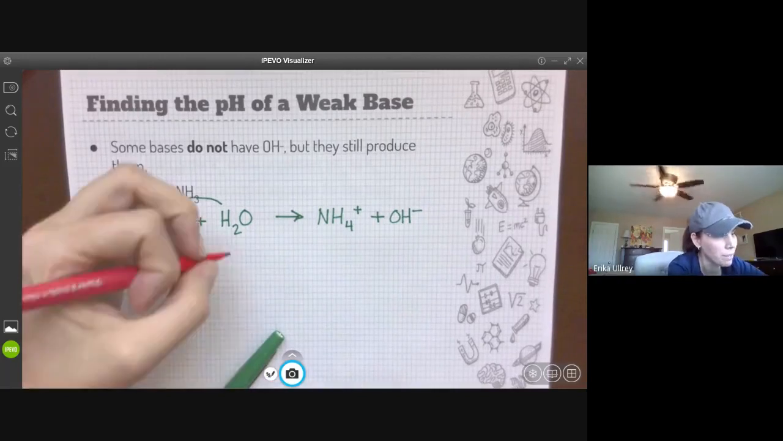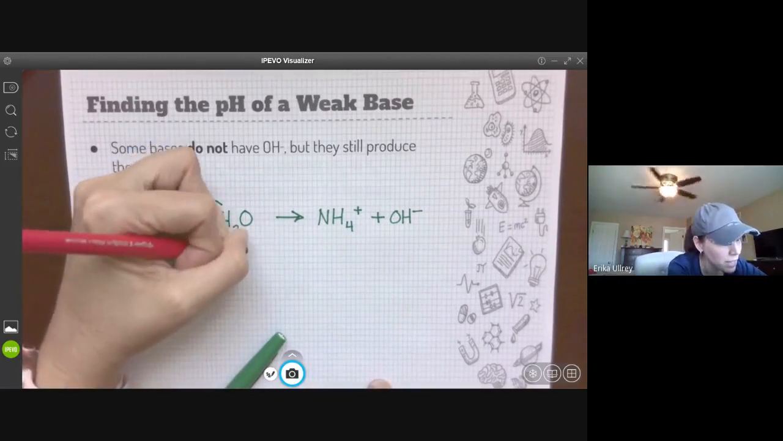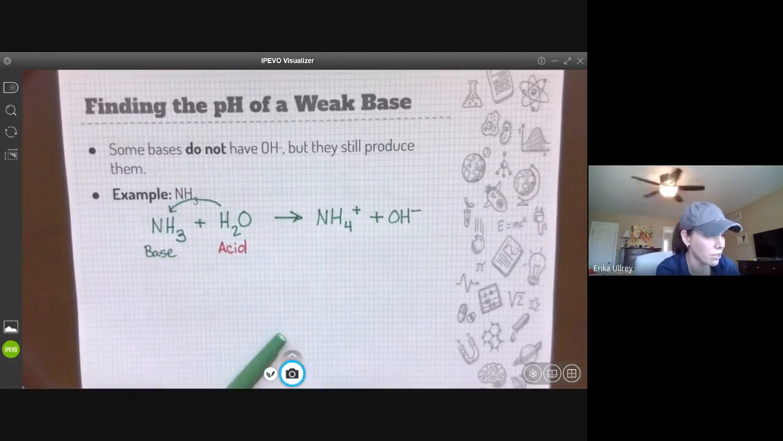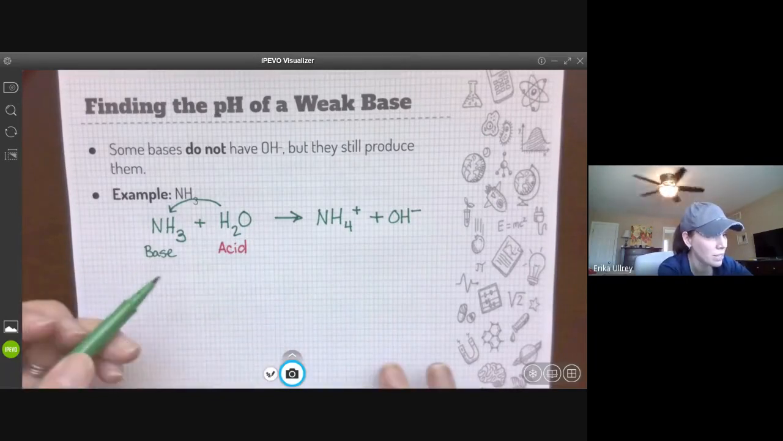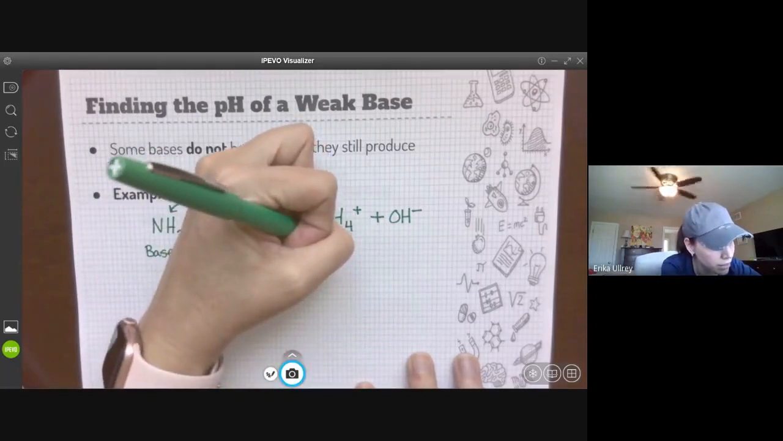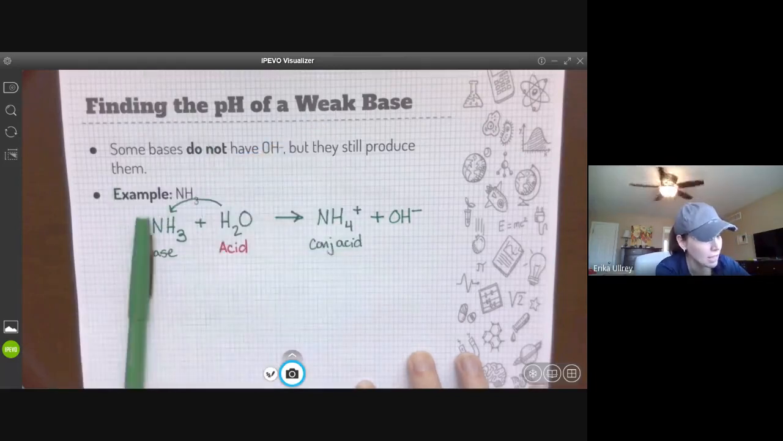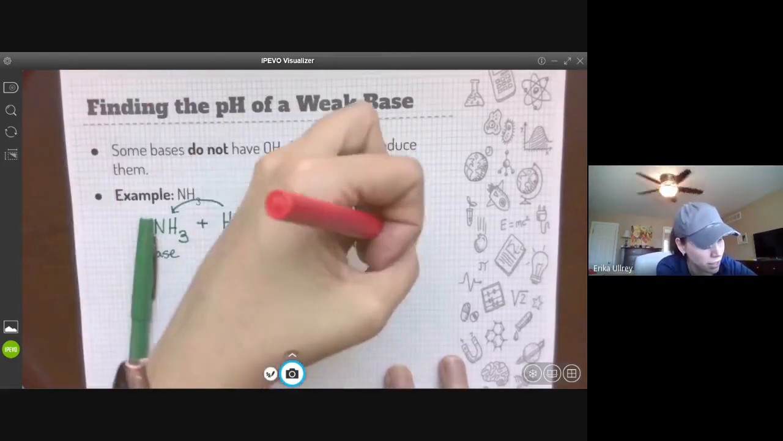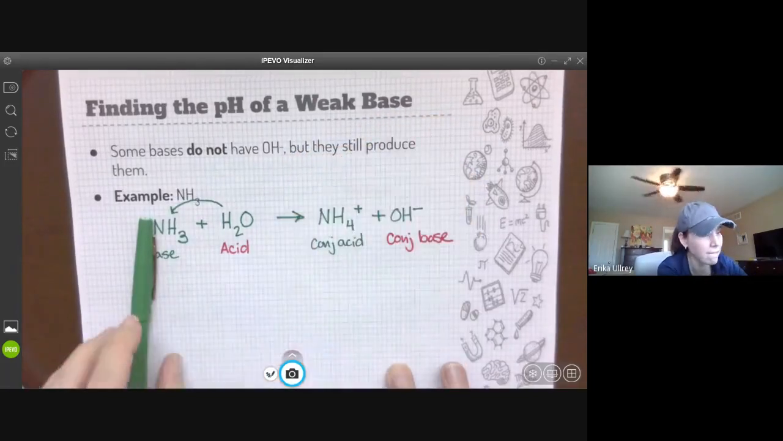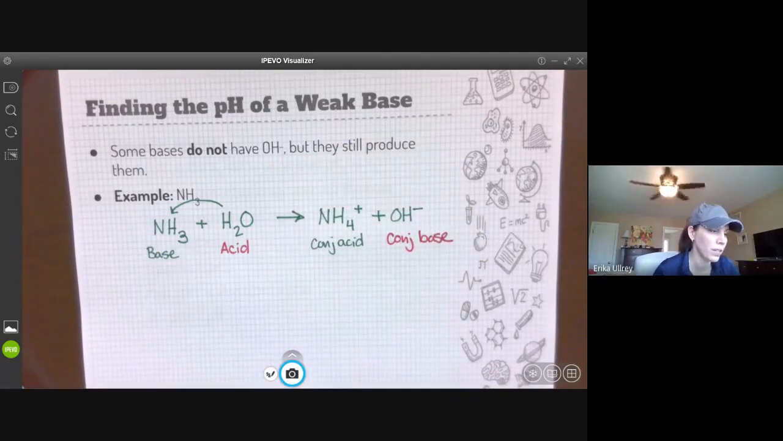Okay, so if you label this, this is my base, okay, and water is my acid. And the reason why water is the acid is it gave up a hydrogen. The reason why NH3 is a base is because it gained a hydrogen. And so if this is my base, over here, it's going to be its conjugate acid. And this is going to be the conjugate base to my acid. Okay. So again, bases don't have to have an OH attached to them.